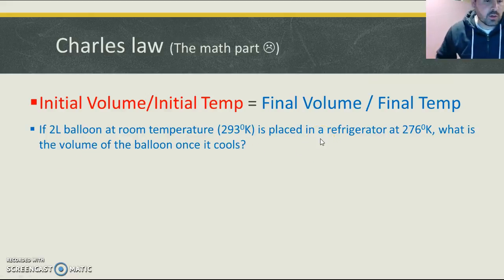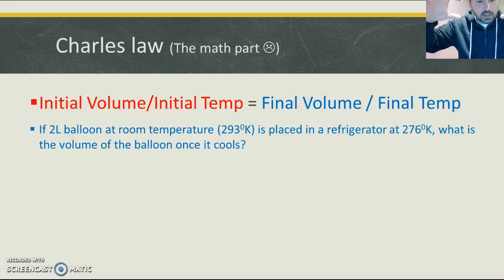So, here's the question. If a 2-liter balloon at room temperature, and room temperature in this case is 293 degrees Kelvin, which is like 30 degrees Celsius or something like that, is placed in a refrigerator at 276 degrees Kelvin, which is 3 degrees away from 0 Celsius, so it would be 3 degrees Celsius. What is the volume of the balloon once it cools? In other words, you got a 2-liter balloon, you're sticking it in a fridge, what's its volume going to be after it's in the fridge?